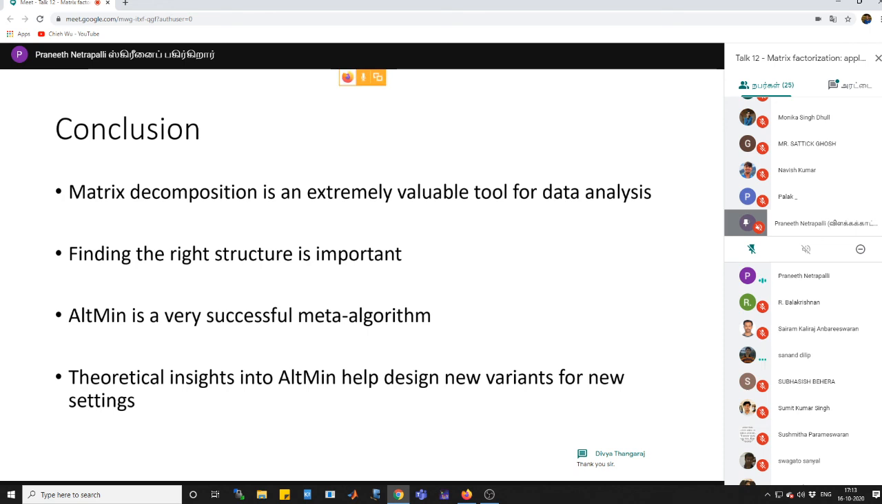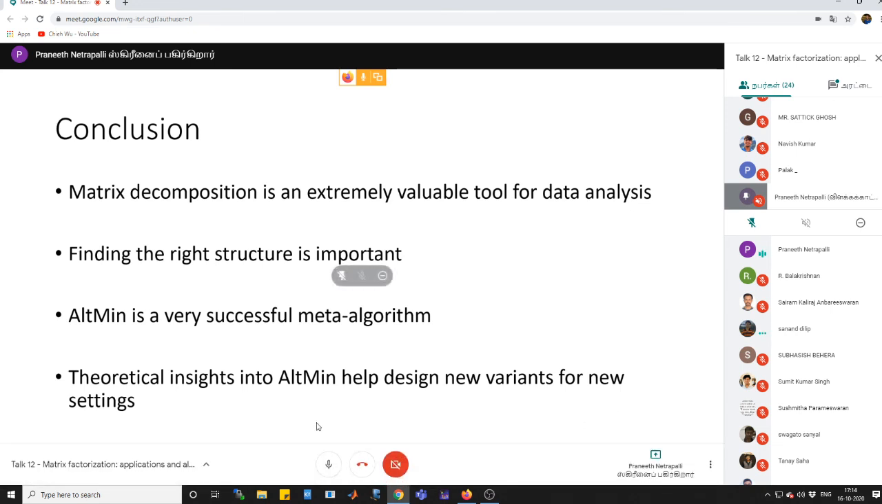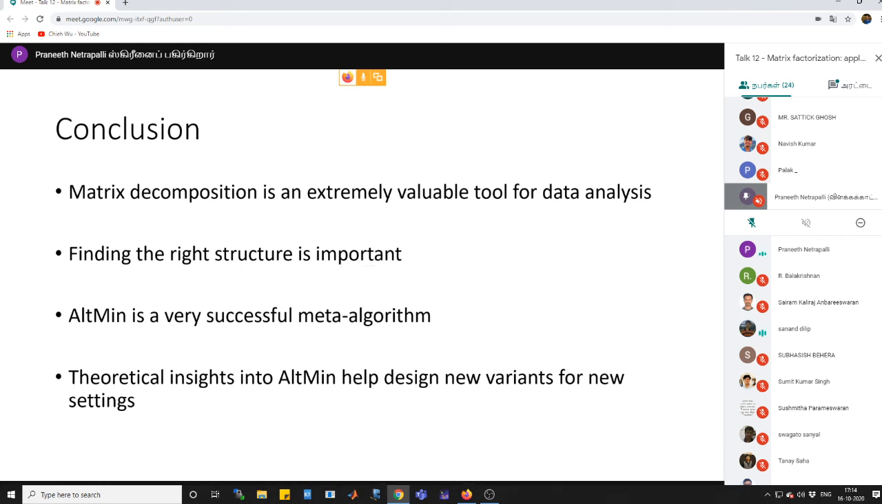Sorry, can you rephrase the question? So where exactly does it beat? Can you give some insight into which properties were exploited by alternating minimization, or let me say, what convex relaxation does not exploit which alternating minimization does?